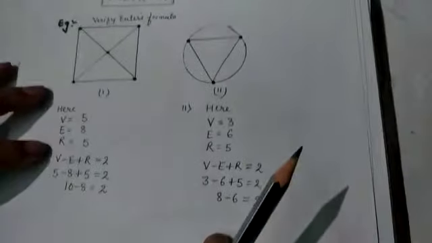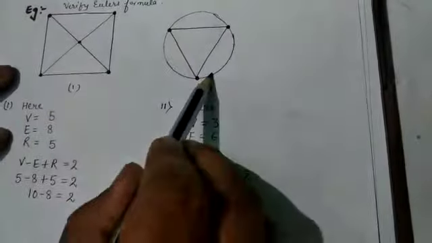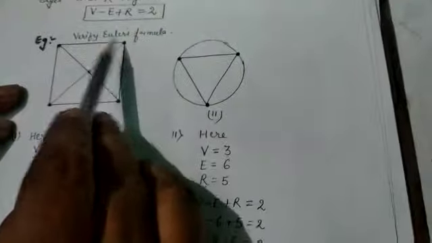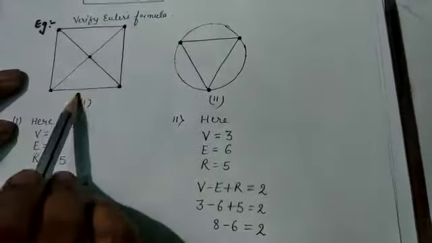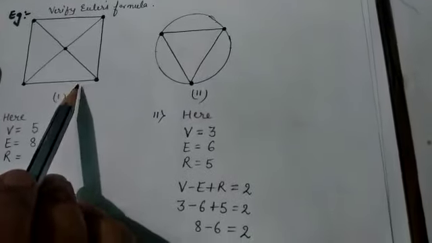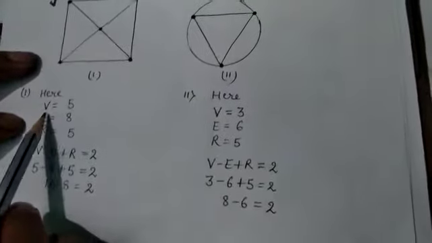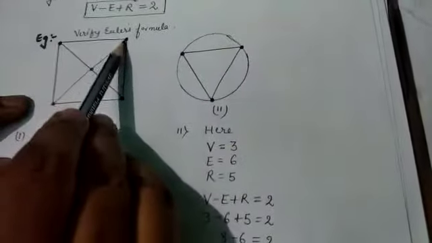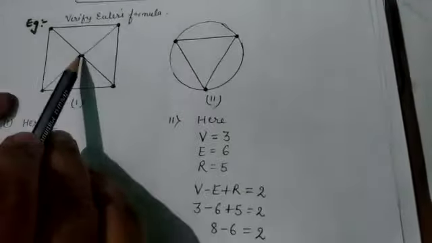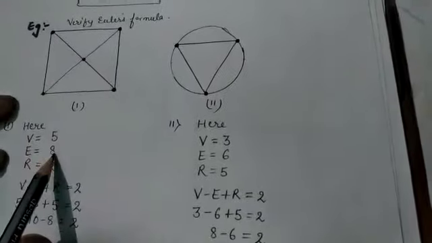So let us verify this formula in graphs. Here I have taken two graphs. Let us see the first graph. Here we have 5 vertices: 1, 2, 3, 4, 5. What we have to find out in these two graphs is the number of vertices, number of edges and number of regions. For the first graph, the number of vertices is 5. The number of edges is 1, 2, 3, 4, 5, 6, 7, 8. So the number of edges is 8.